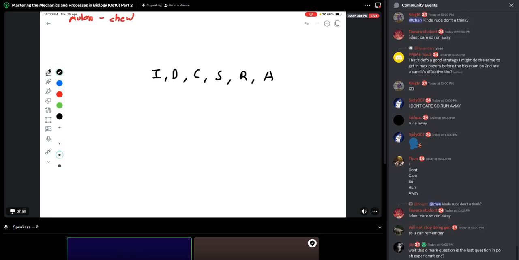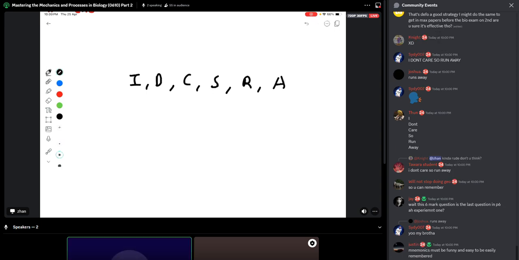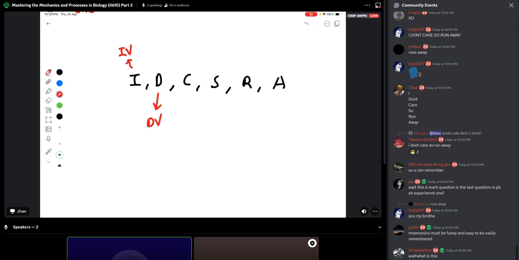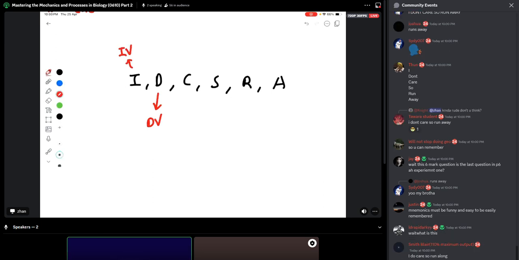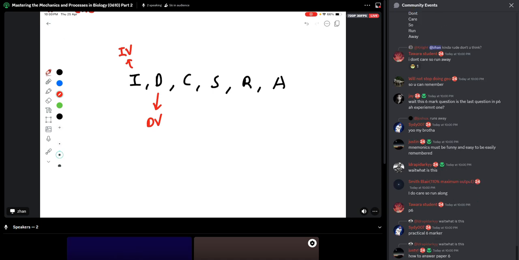So what is "I don't care so run away"? I is the IV. You must know what the IV is. Then D, the DV of the experiment. The DV is always roughly stated in the question. Now I'm explaining the structure of paper 6. Then I have the constant variable. You always give two constant variables every time.